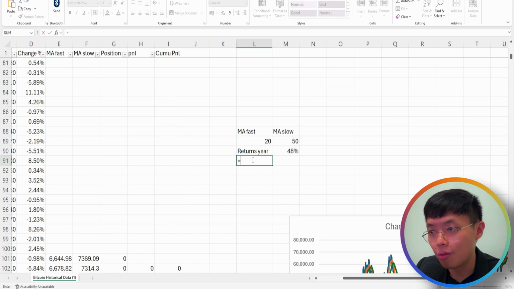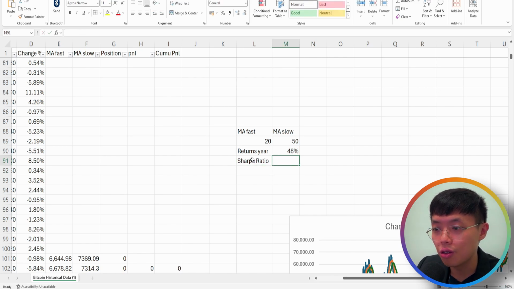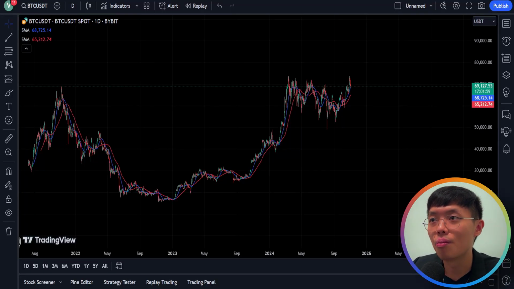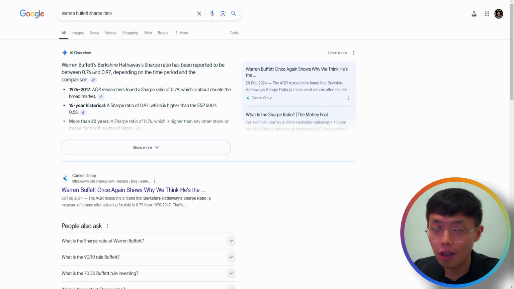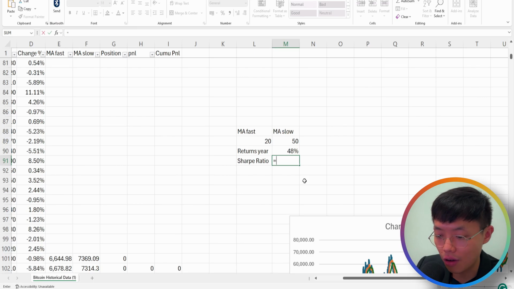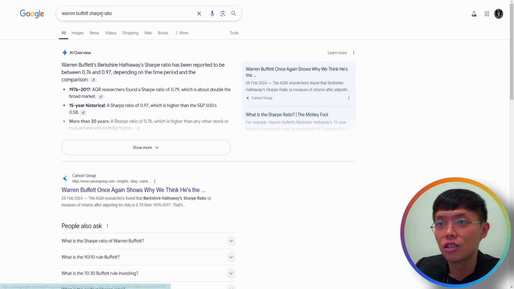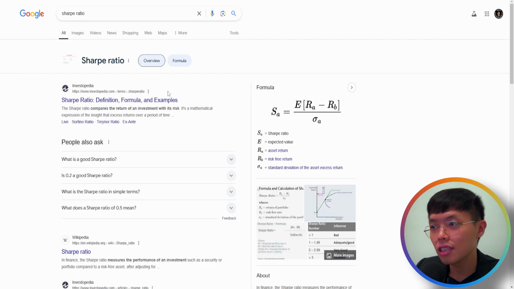And how about the Sharpe ratio? How can we get the Sharpe ratio? And is our Sharpe ratio better than Warren Buffett's? Are we better than Warren Buffett's 0.97? How do we calculate the Sharpe ratio? The Sharpe ratio formula, if you look at this, is the return divided by the standard deviation of the assets, the standard deviation of the risk.